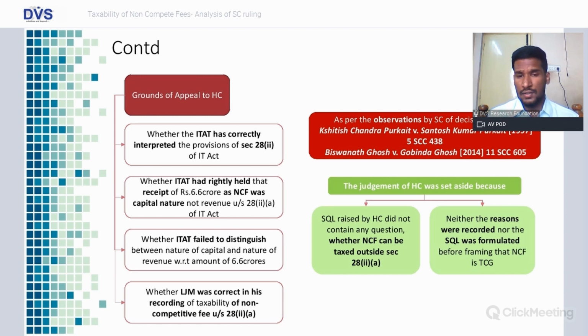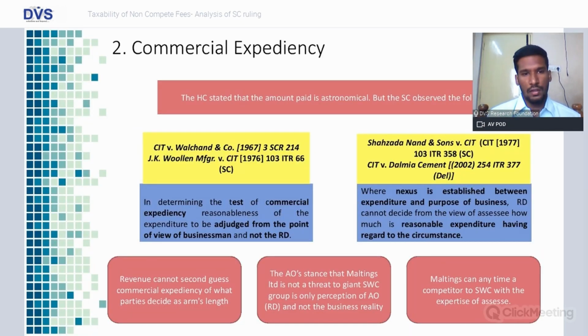The Supreme Court set aside the judgment of the High Court, stating that the substantial question of law raised did not contain any question whether NCF can be taxed outside 28(2)(a) or not, because that was not a question. What the Supreme Court said was that you're supposed to answer only the question that was raised before you, and if you want to answer something outside the question, you have to follow specific procedures. In case you do not follow the specific procedures, the Supreme Court went on to state that it would set aside the judgment of the High Court. So that was the point with respect to a substantial question of law, and the case was set aside.